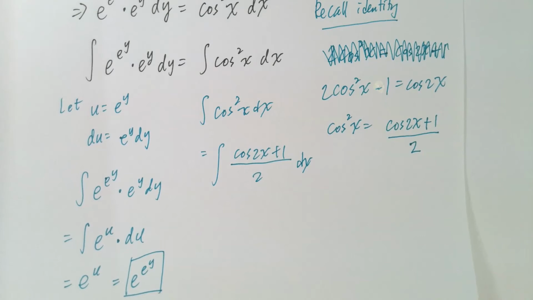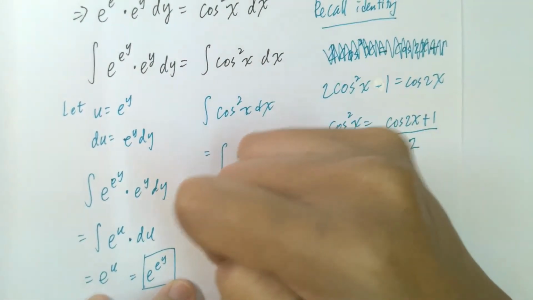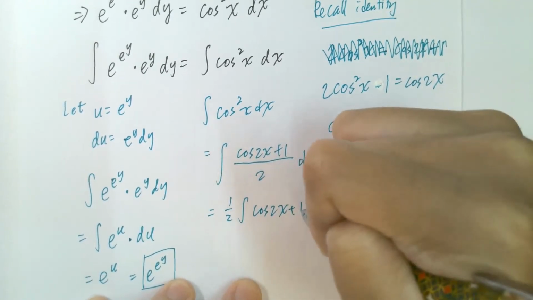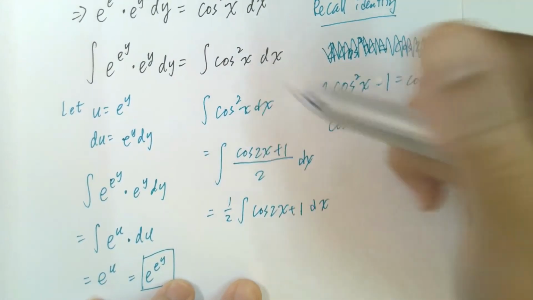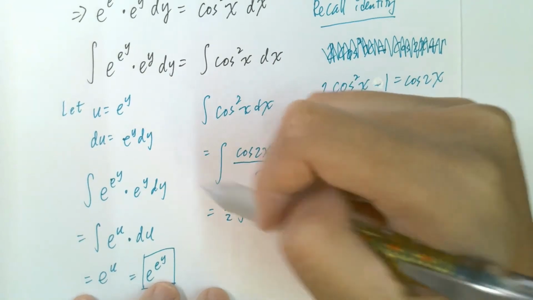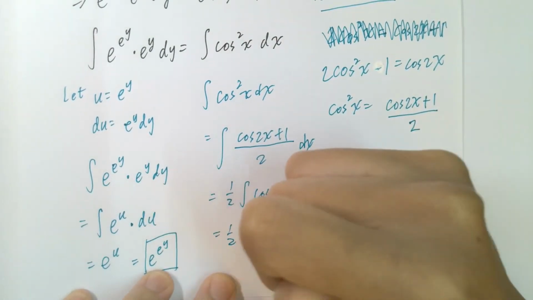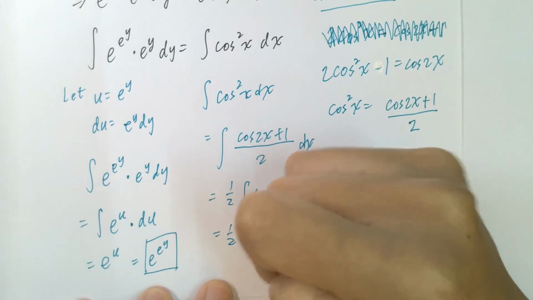Anyway, so we've got this identity here, and that does a lot of good because now it's much easier to integrate. Okay, so we move the 1/2 outside and we get this one. And then what is our integration of cosine 2x?